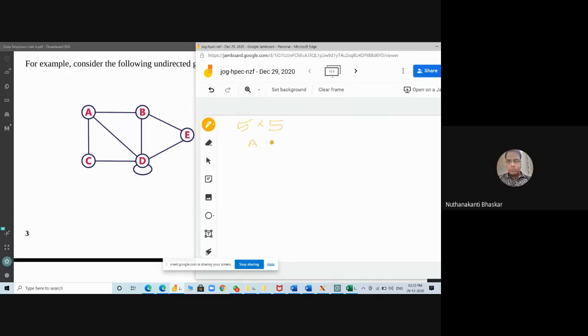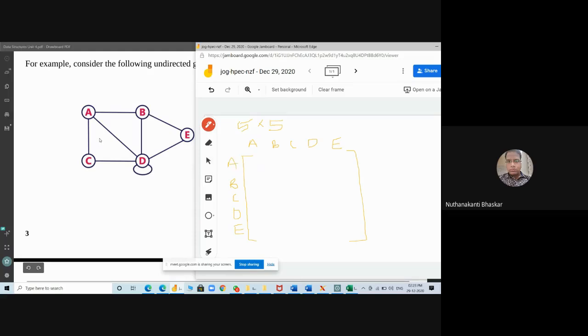Please follow, it is very easy actually. Don't get confused, that's why I am just representing rows and columns as A, B, C, D, and E. It's a two-dimensional matrix. Very simple.